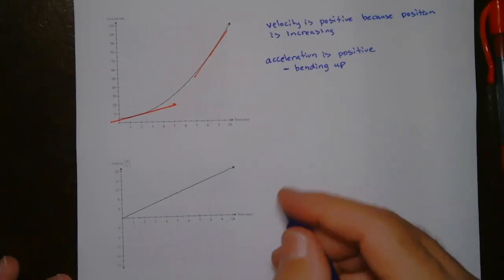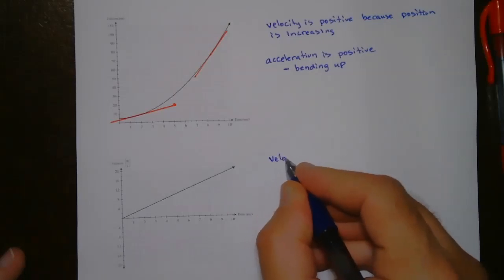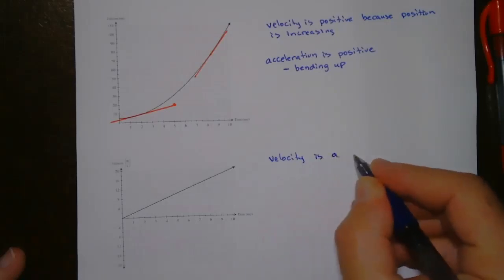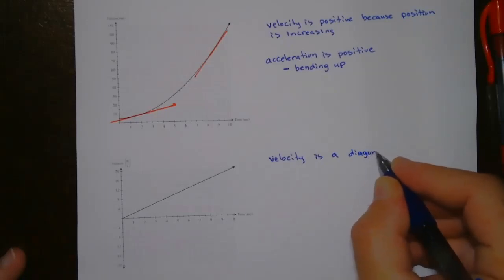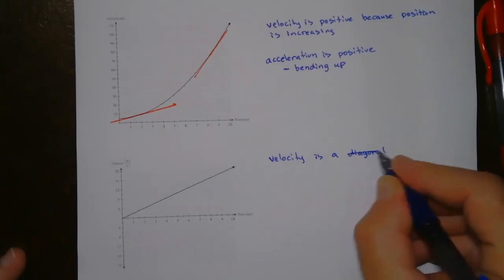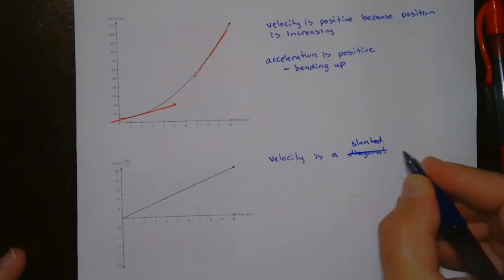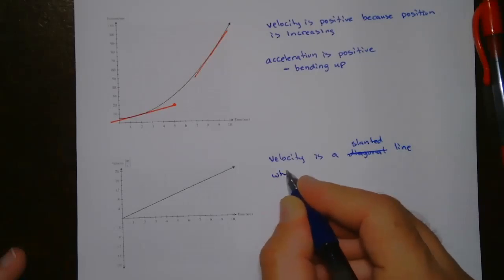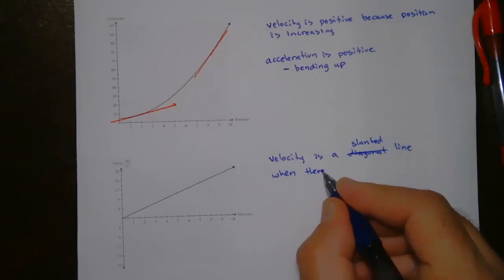So this isn't a technical thing, but velocity is a diagonal line, slanted line. You know, I like slanted better. Slanted line when there is acceleration.